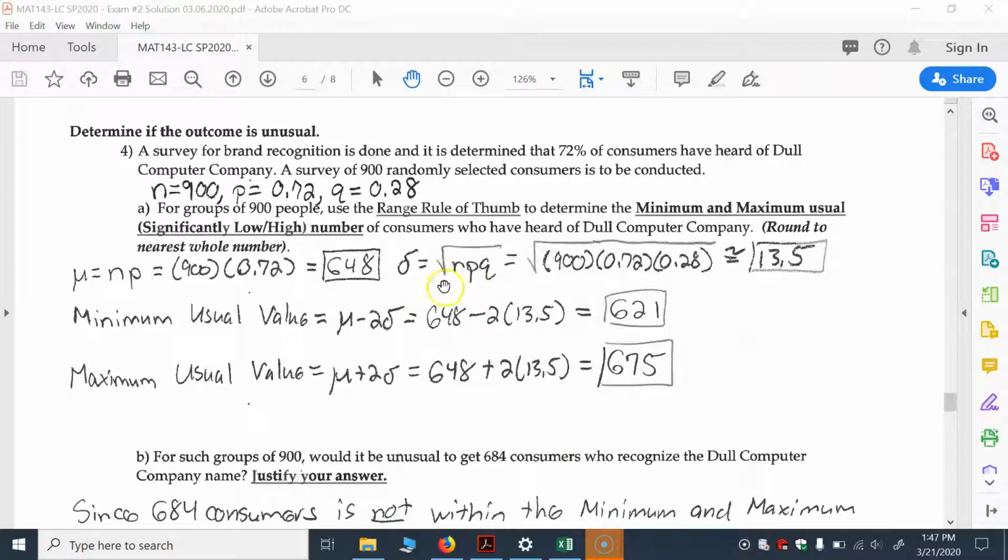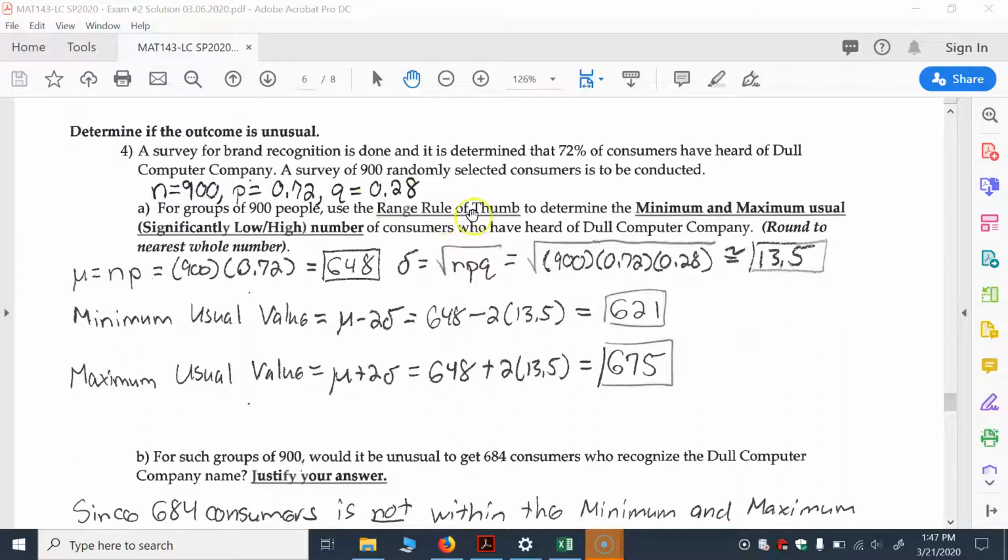All right, I'll continue to stay with Form B here for problem 4, then I'll jump back to Form A. So this is really a binomial distribution problem in a way. So we have determined 72% of consumers have heard of Dell Computer Company, and they surveyed 900 randomly selected consumers. So we'll know N is 900, P is 0.72, and Q is 1 minus P. So in this case, it'll be 0.28.